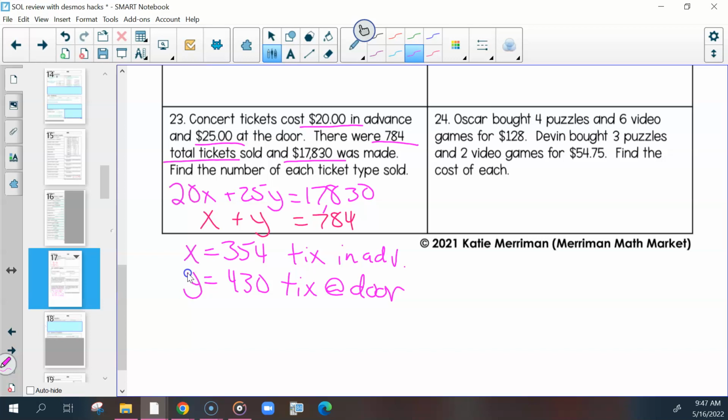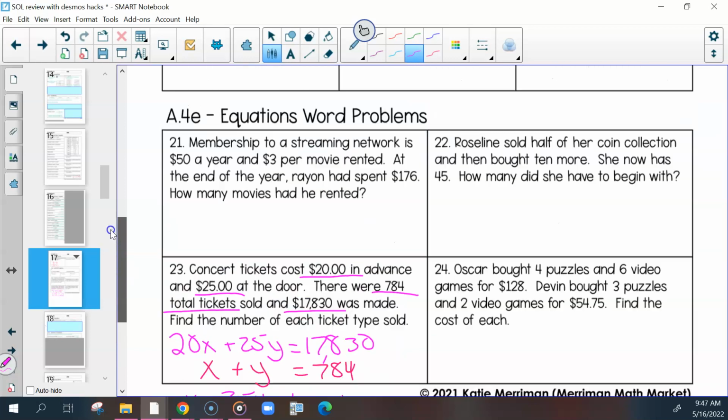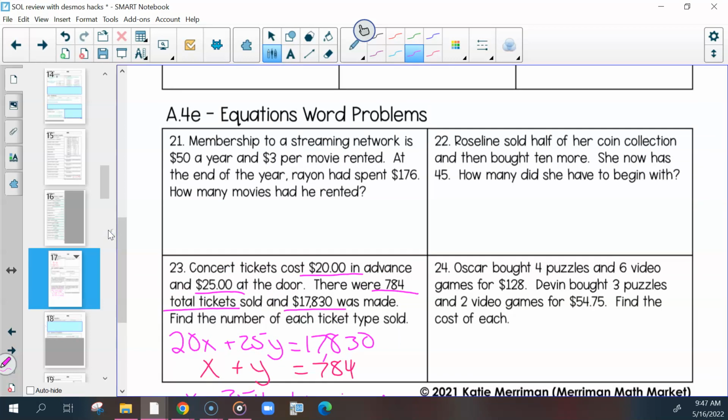For 22, we're doing some half of a coin collection, so half is important. But 10 more is important. She now has 45, and we're looking for how many to begin with. I don't remember if that's the exact sentence. So X is how many she had to begin with. That's what we don't know. If she sold half of that amount, we're going to multiply 1/2 and X.